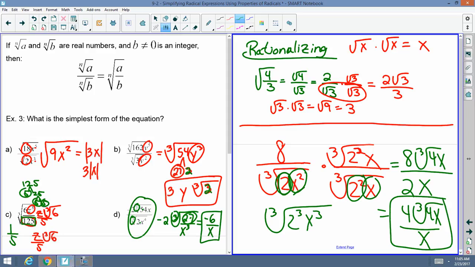Sir, my brother. No, at this point, the x, if you bring it up, you're going to make it a negative exponent, and you don't want to do that.